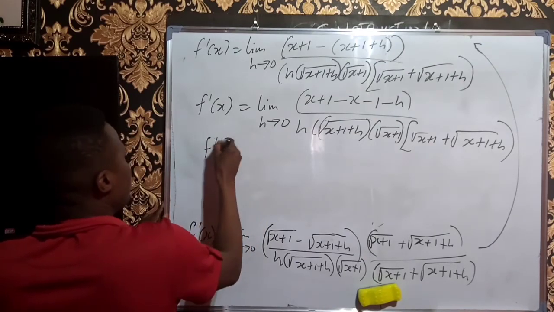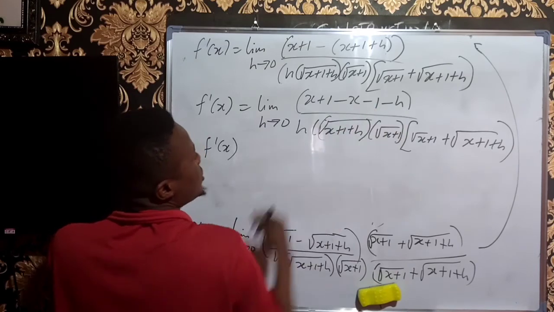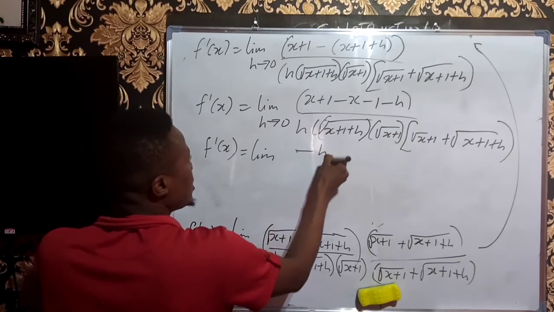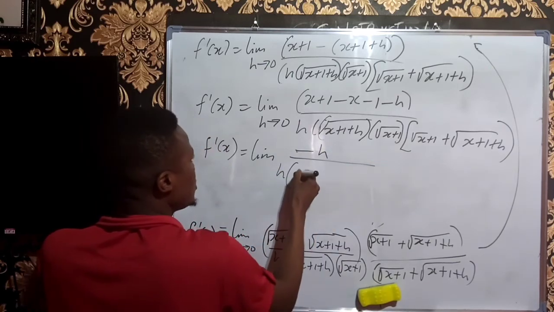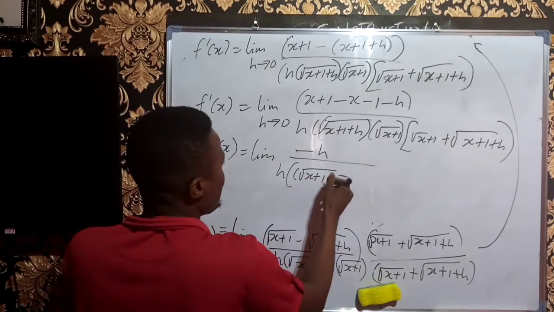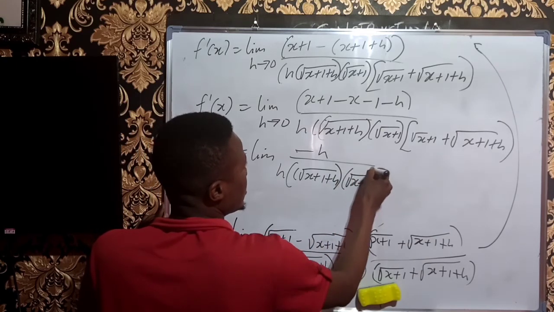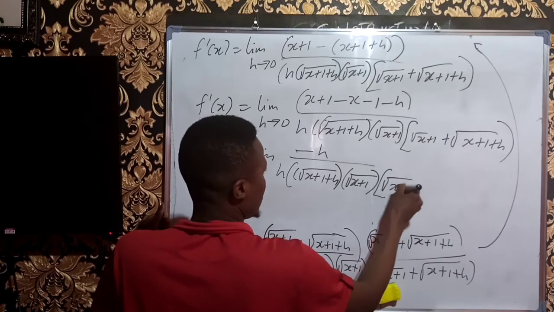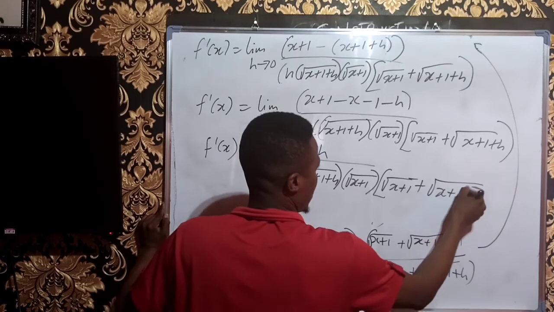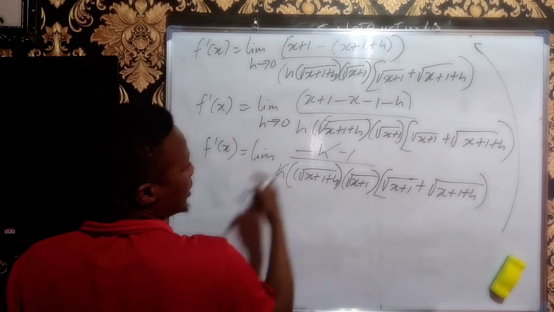Now, f prime of x equals x minus x is 0, 1 minus 1 is 0, so we're left with minus h at the top. So we have the limit of minus h over h into square root of x plus 1 plus h into square root of x plus 1, multiplying square root of x plus 1 plus square root of x plus 1 plus h. And this we cancel out to have minus 1 up here.